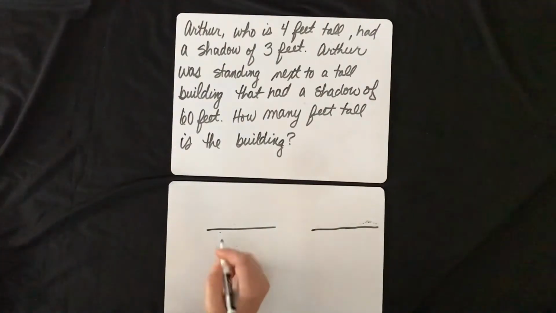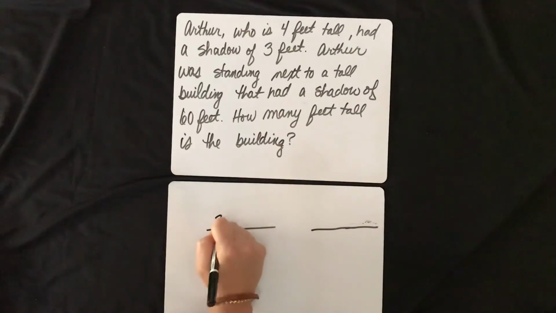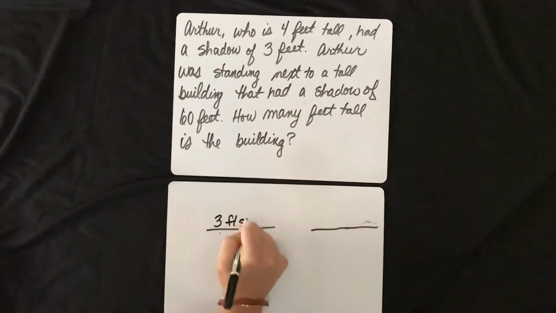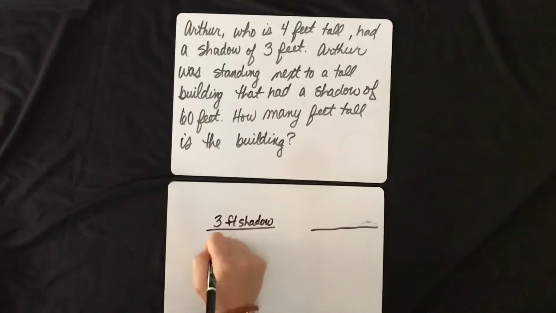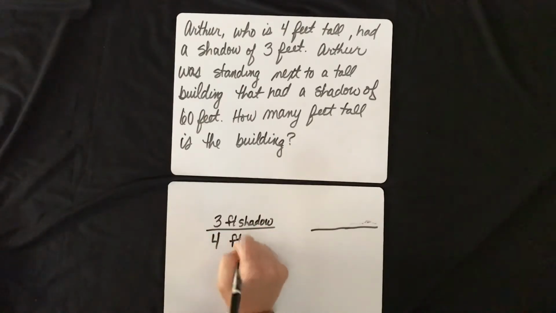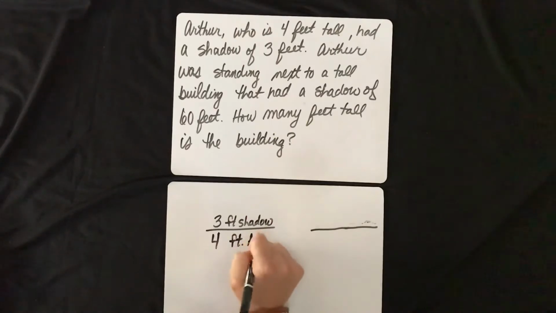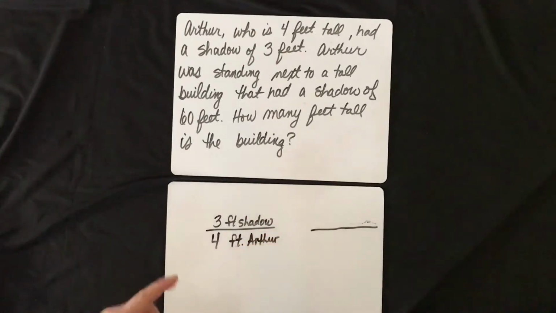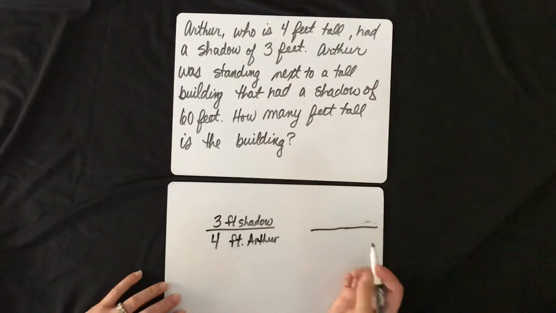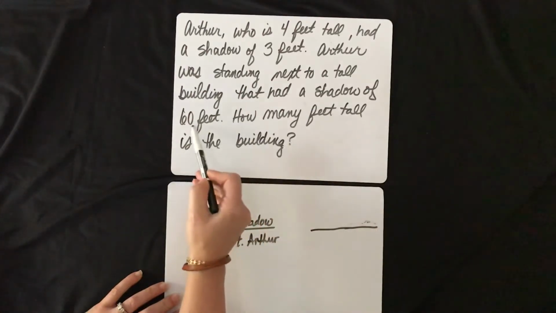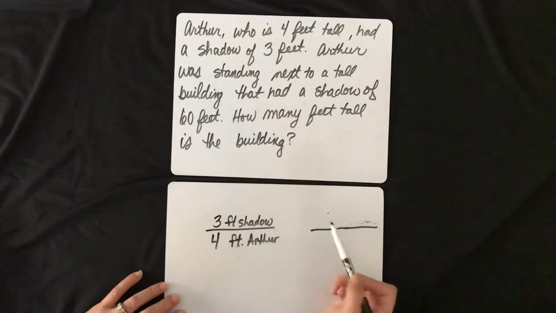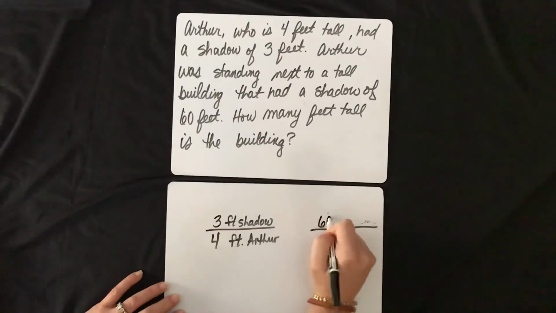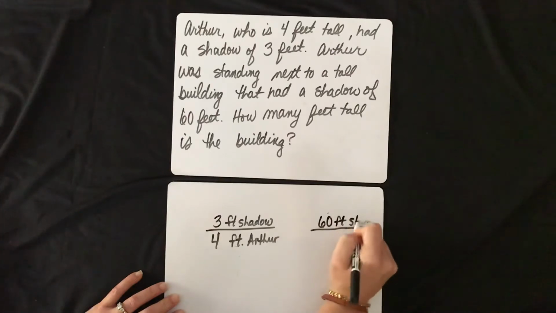So here we see that Arthur had a 3-foot shadow, and that ratio is for a 3-foot shadow for a 4-foot Arthur, right? So 4-foot Arthur has a 3-foot shadow, just like the building has a 60-foot shadow. So I want to make sure that that aligns here. I'm going to put the shadow on top. 60-foot shadow for the building.